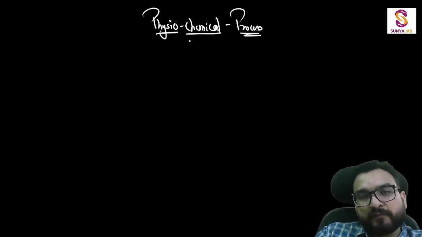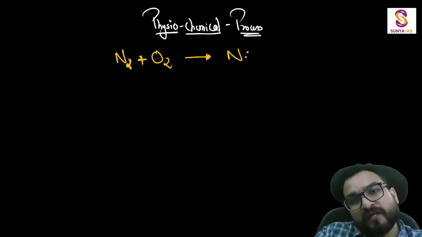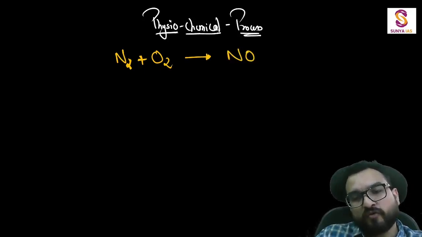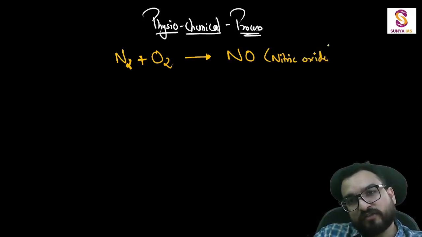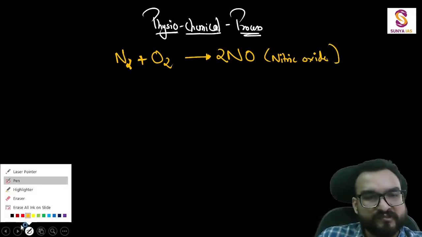In the physiochemical process, what is happening? First of all, in the atmosphere nitrogen is present. Now, in the atmosphere, nitrogen reacts with what? Nitrogen reacts with O2, and it will form nitric oxide. Okay, nitric oxide is formed. If you add 2 over here, the equation will be balanced.